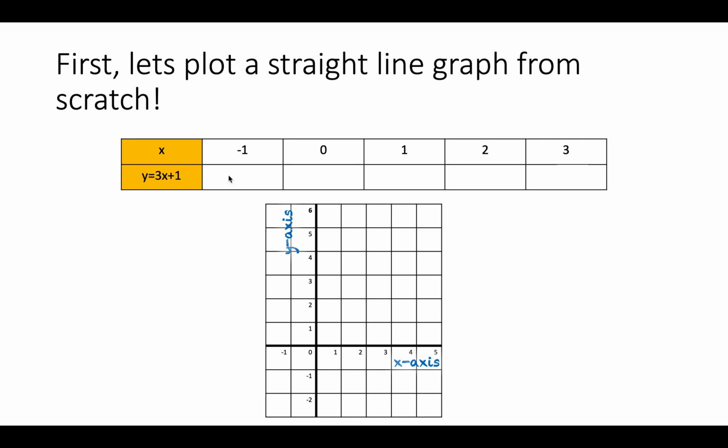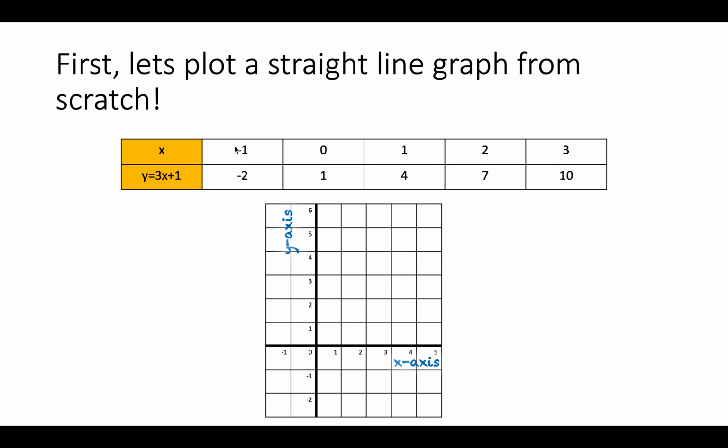And we're going to plot the coordinates from x is minus 1, 0, 1, 2 and 3 on this graph and see what happens. So all we do is put minus 1 into 3x plus 1. That means times by 3 and add 1. Minus 1 times 3 is minus 3, plus 1 is minus 2. 0 times 3 plus 1 is 1. Continuing, and we get these coordinate pairs here.